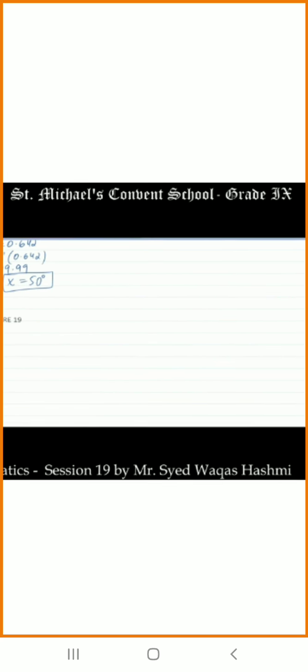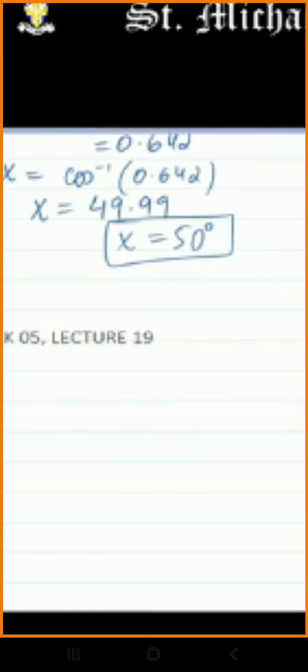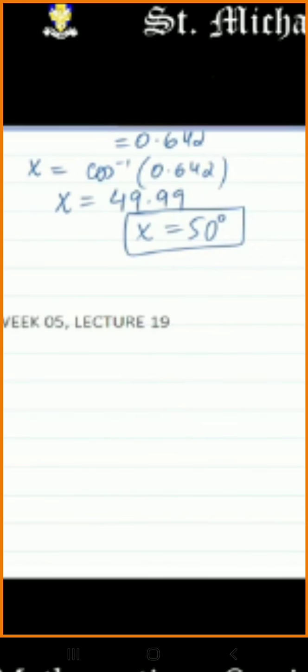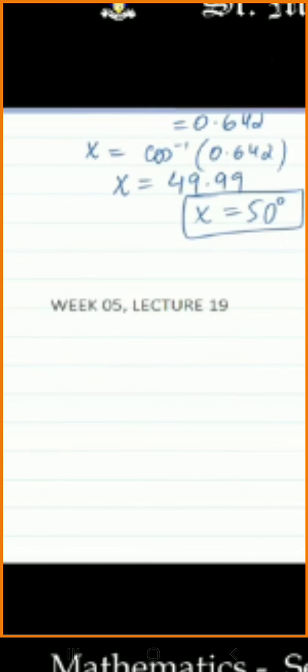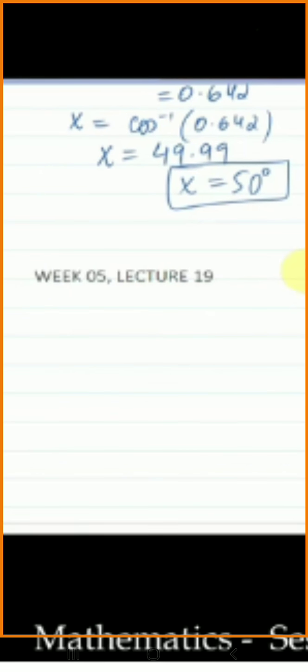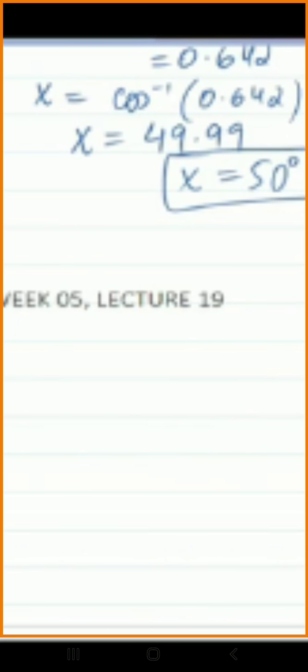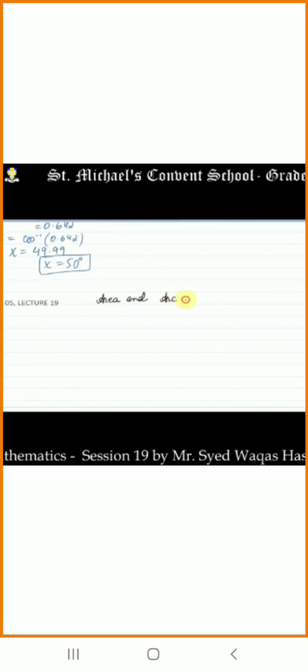Okay class, so today is lecture number 19, it's week number 5. In last class we had discussed trigonometry, the word problems, how we interpret the questions, how we solve the questions, right? We had done the trigonometry. Now today we are going to start a new topic, that is area and arc length of a sector.